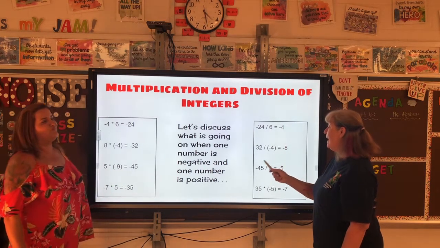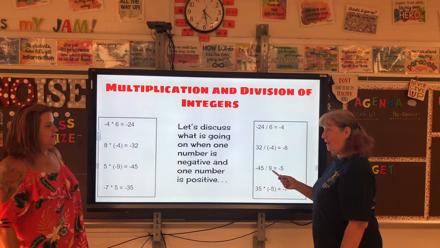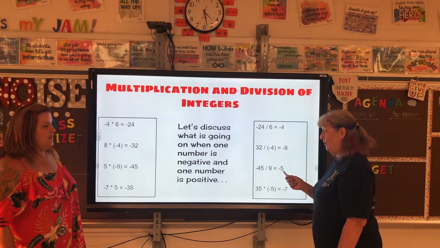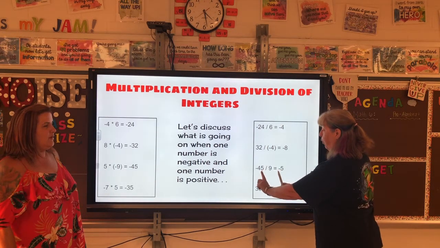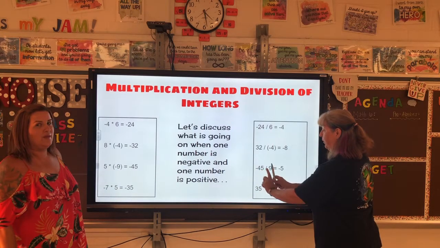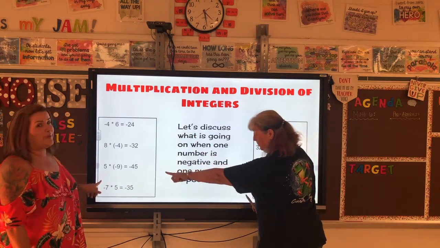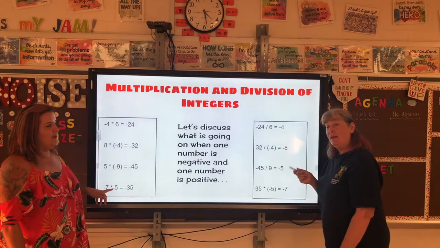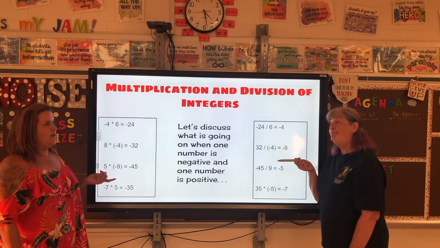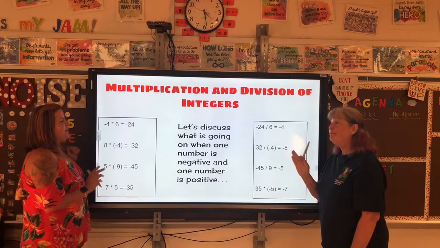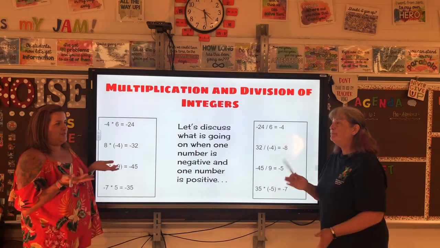Yes. A negative divided by a positive will also give you a negative answer. In other words, if one is positive and one is negative, whether you're dividing or multiplying, your answer will always be a negative number. Oh, so that's pretty easy. I just do the math and then I figure out if my answer is positive or negative.